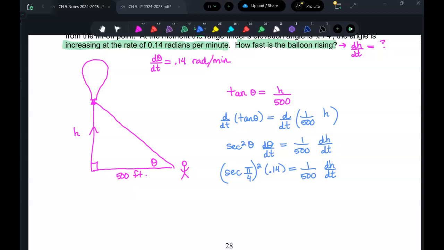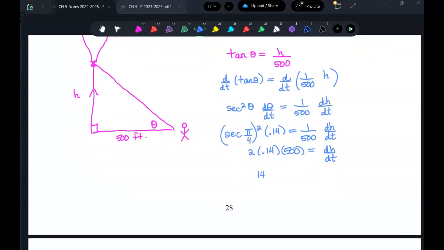What's cosine of pi over 4? Root 2 over 2, or 1 over root 2. So take the reciprocal: root 2 over 1 squared is 2. So it'll be 0.28. And then we want to multiply that by 500. And that'll be 140 feet per minute.